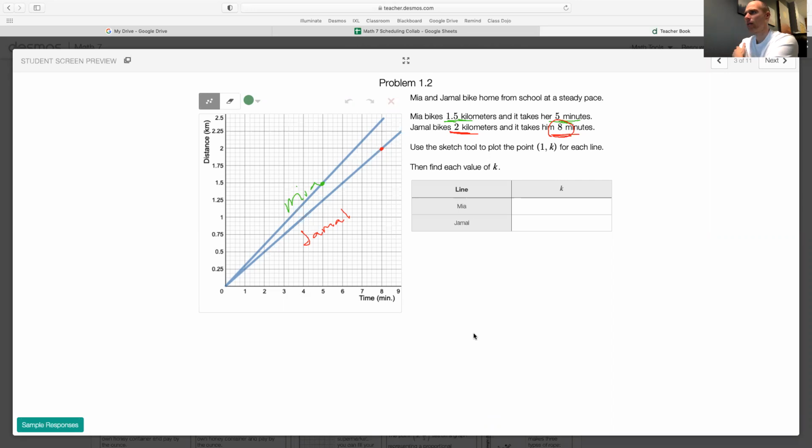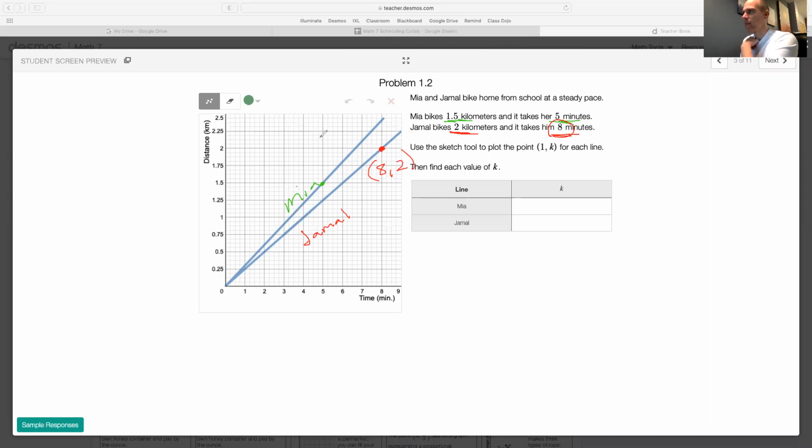So now we want to find the value of k for both Mia and Jamal. So their constant of proportionality, right? What number would we take the minutes and multiply by in order to get how far they've gone? So let's see here. Well, I know that this point right here is for Jamal, so I'll start with Jamal. This point right here is for Jamal, and it's the point (8, 2), right? 8 minutes, 2 kilometers.